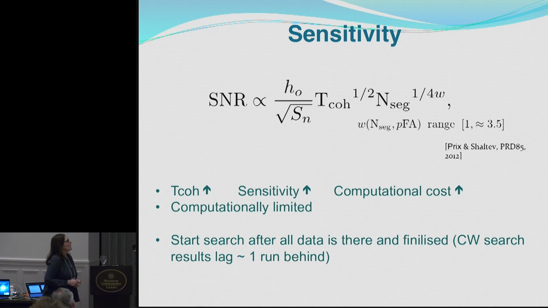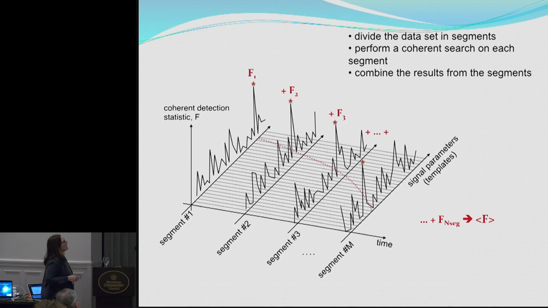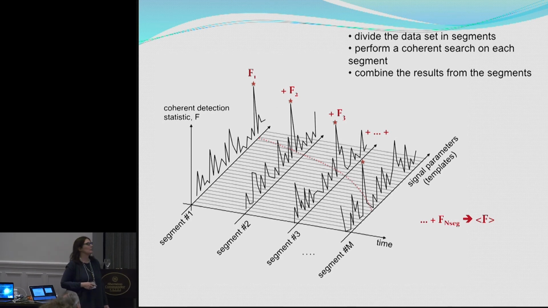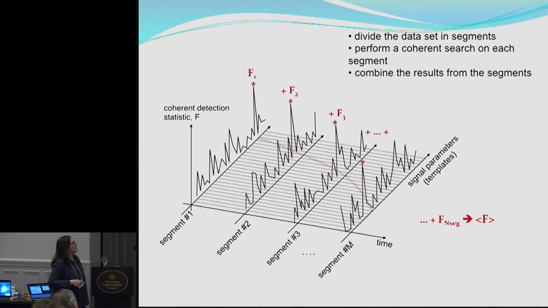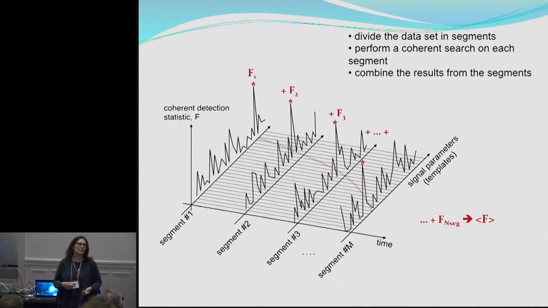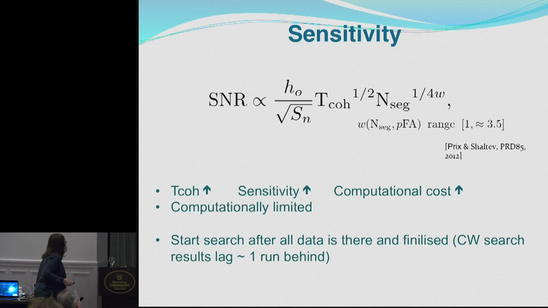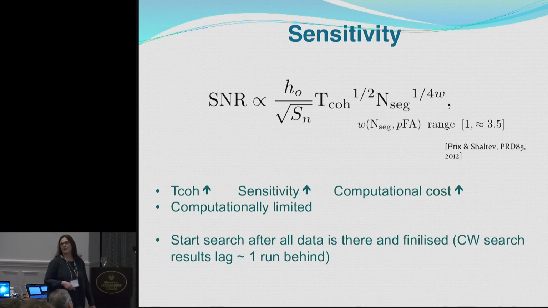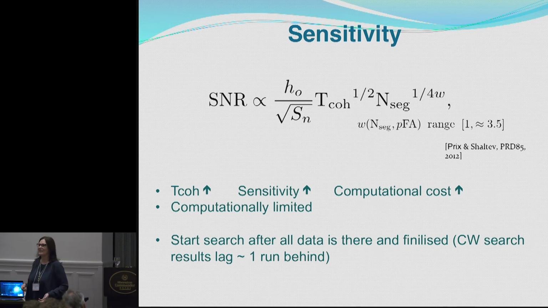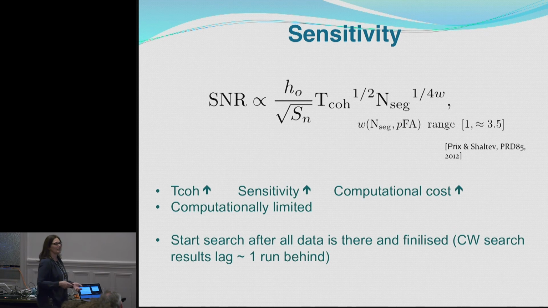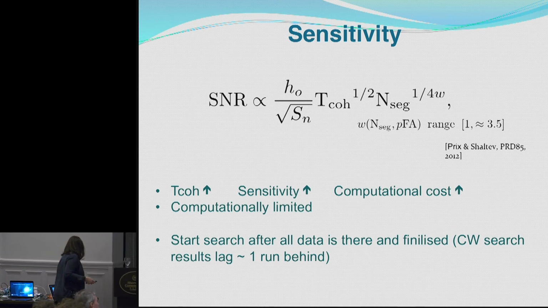Another thing is that in order to do this combination, we need to have all the segments. It's just too many positions in the sky, too many intermediate data products to store as we wait for more data to come in. So typically, continuous wave searches lag in results about one run behind all the other results. We just have to wait to have all the data in the can before we can start.